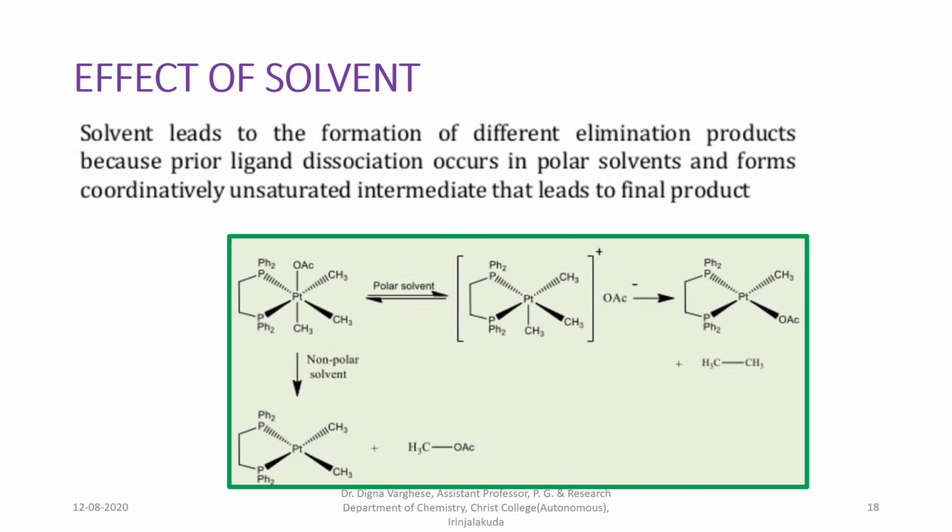Effect of solvent in reductive elimination reaction. Solvent can influence the reductive elimination reaction. Solvent leads to the formation of different elimination products. If we are using a polar solvent, we will get a coordinatively unsaturated intermediate first and then the elimination product. Here, from this platinum complex, using a polar solvent, we will get the product ethane. But if we are using a non-polar solvent with the same complex, without forming an intermediate or 5-coordinate intermediate, we will get another reductive elimination product, methyl acetate.